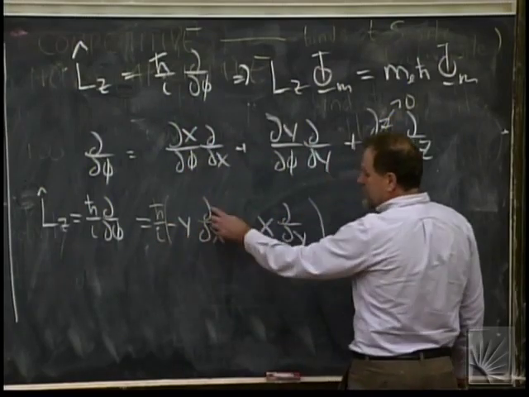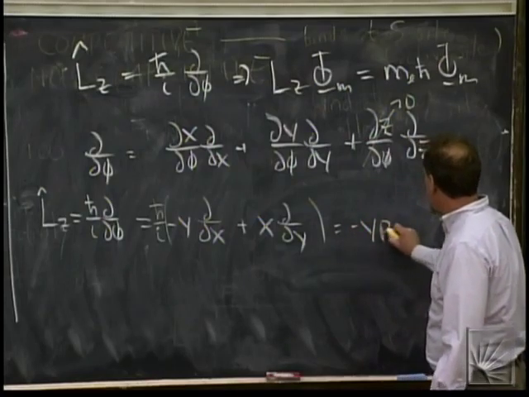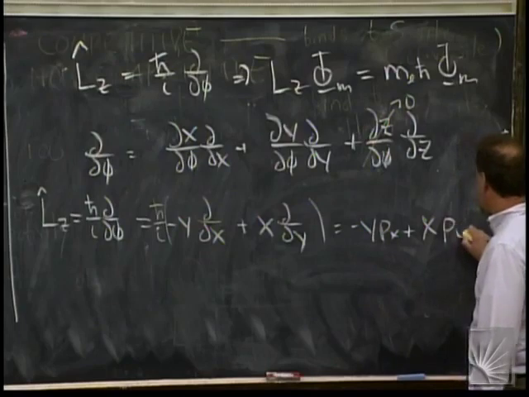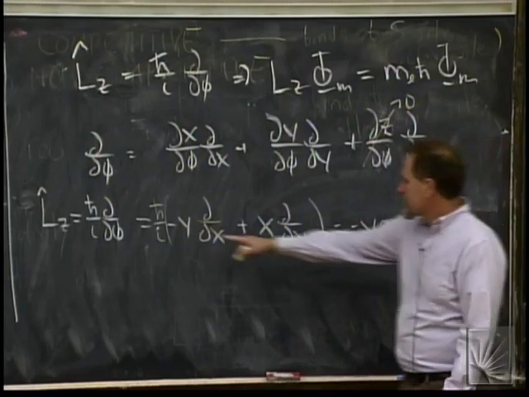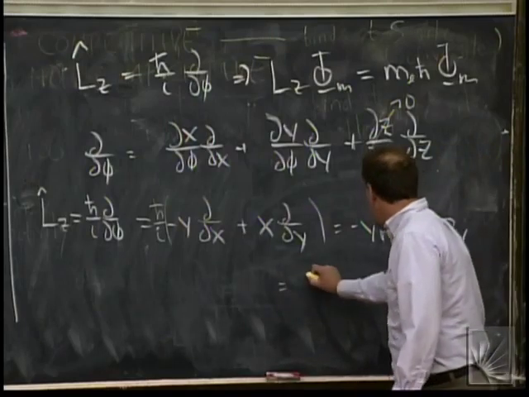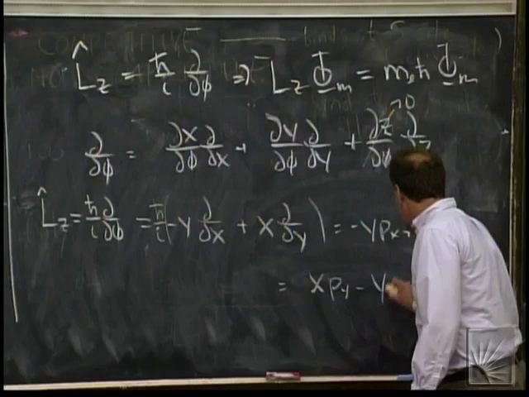h bar over i d by dx is p sub x. This is minus y px plus x py, right? Because px is just h bar over i d by dx. So, like magic, this is just rearranging the terms: x py minus y px.